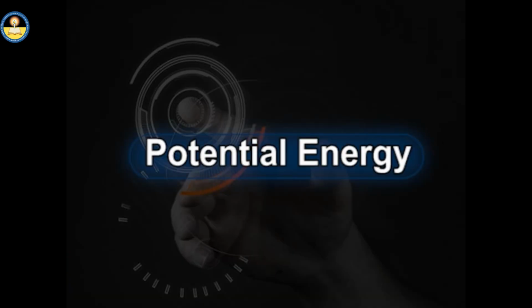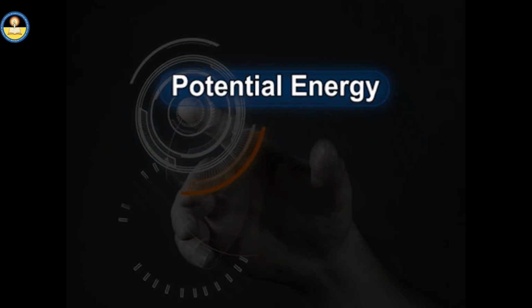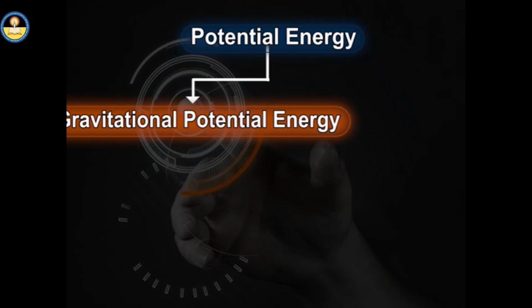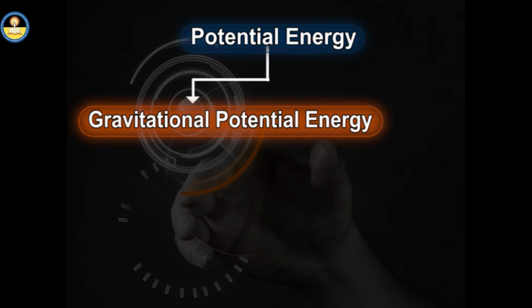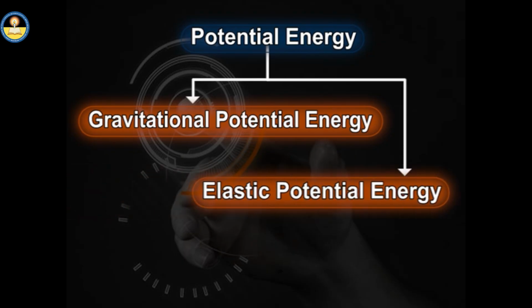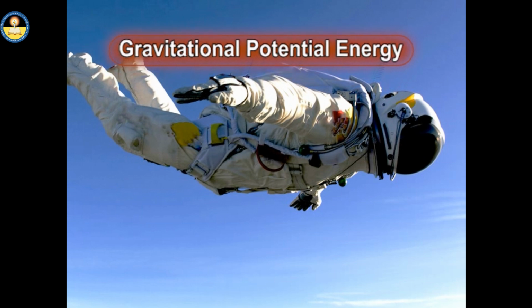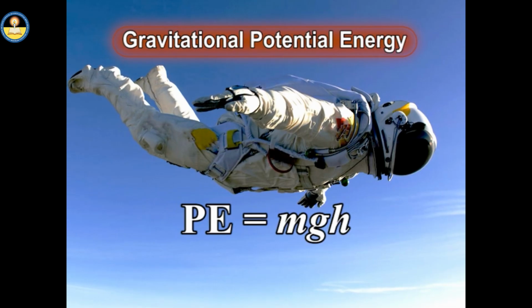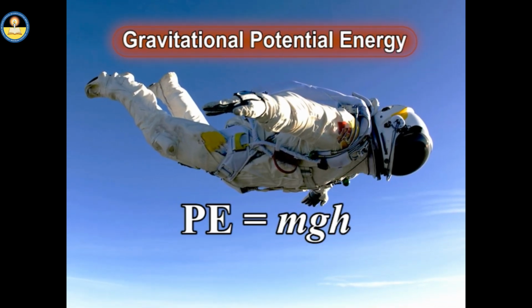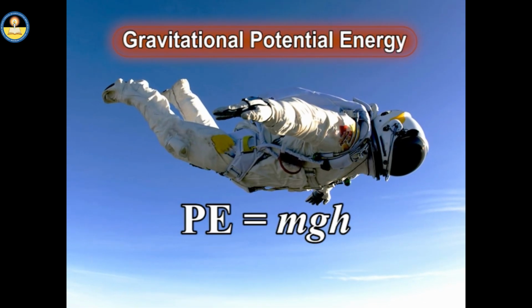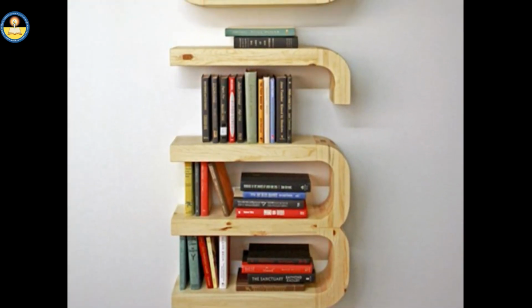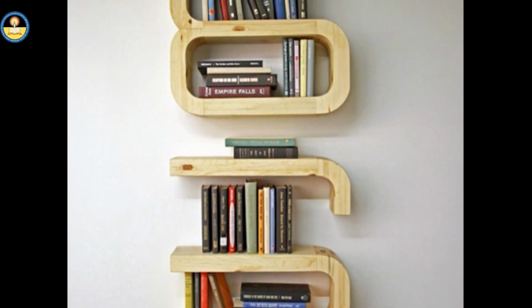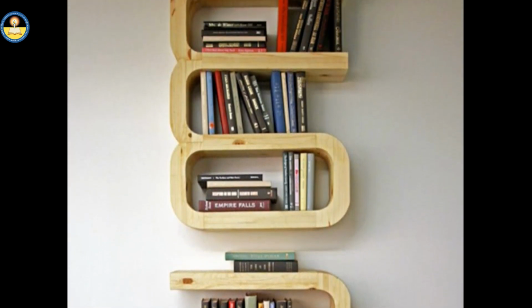The energy stored due to the vertical position is called gravitational potential energy, and the energy stored in elastic materials is called elastic potential energy. Gravitational potential energy of a body of mass m at a height of h from the ground is equal to mgh. The higher an object is from the ground, the bigger is its potential energy.